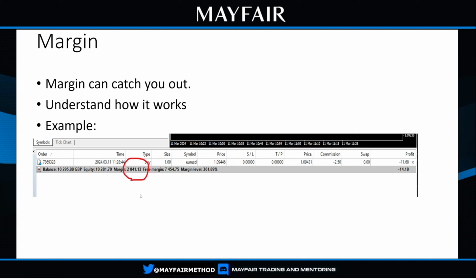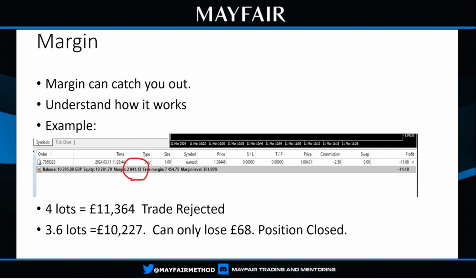So that means that, you know, if I put in a trade that's too big, say 4 lots, that's 11,364, which is more than my balance of 10,295. So the trade is rejected. But there is actually an even worse situation. So say I say to myself, well, I'll be clever here. I'll put in fewer lots. So 3.6 lots, 10,227, fantastic, which is under my 10,295.